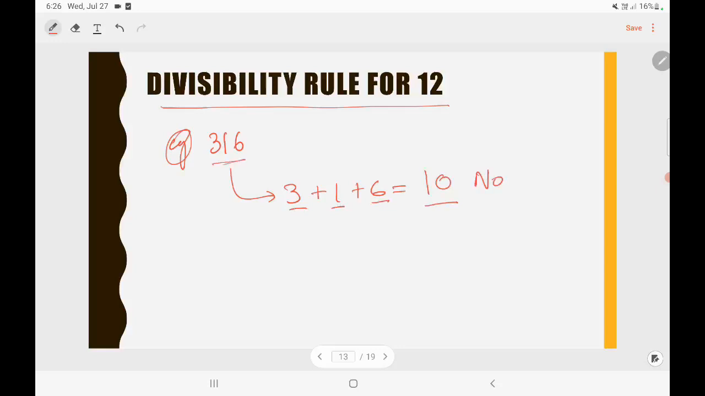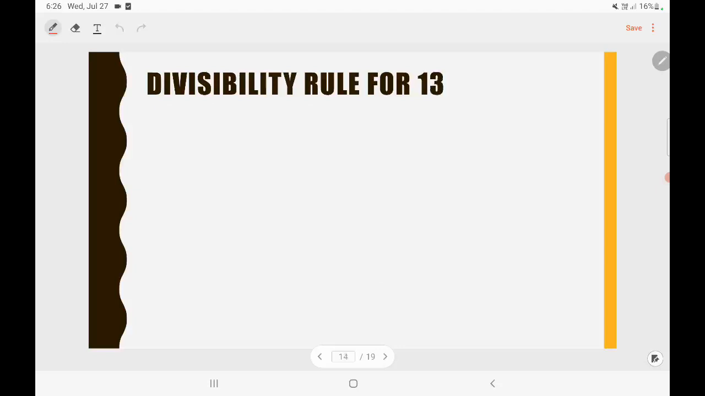So this number 316 is not divisible by 3. Therefore, it is not divisible by 12. Okay, 316 is not divisible by 12. Now we'll move on to our last section, that is the divisibility rule for 13.